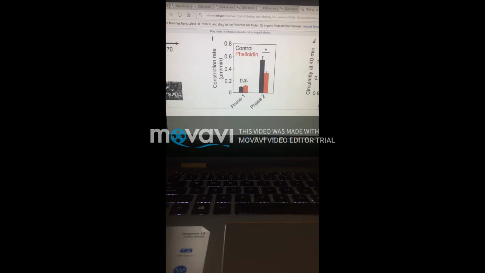I shows the constriction rate is being compared for both phase 1 and phase 2. Showing that at phase 1, the control and the treatment are relatively equal. For phase 2, the constriction rate is much higher for the control than it is for the phthalidin treatment.